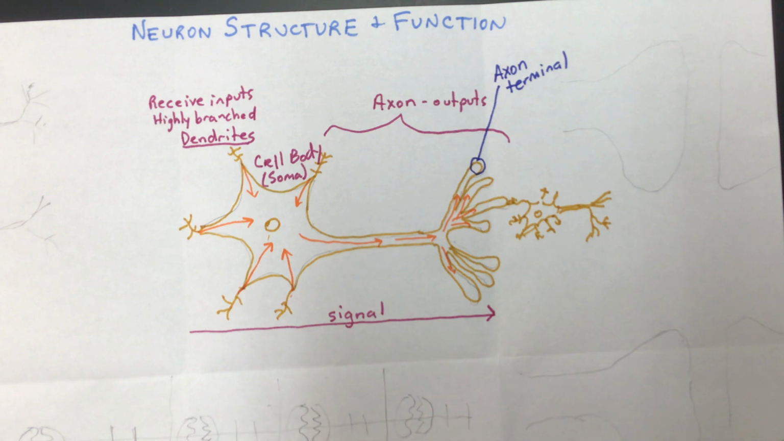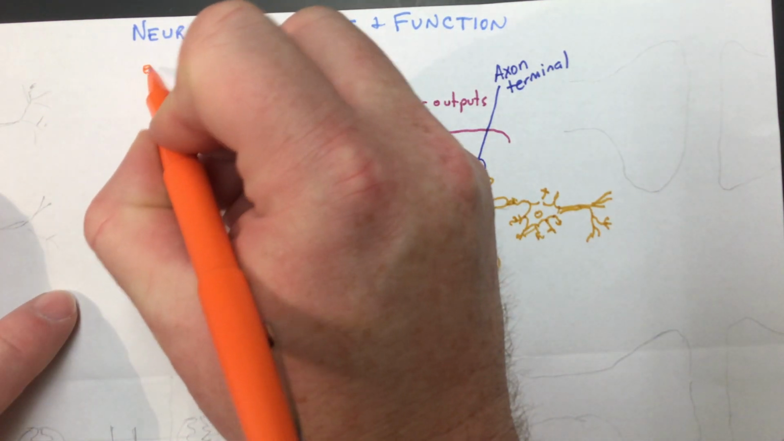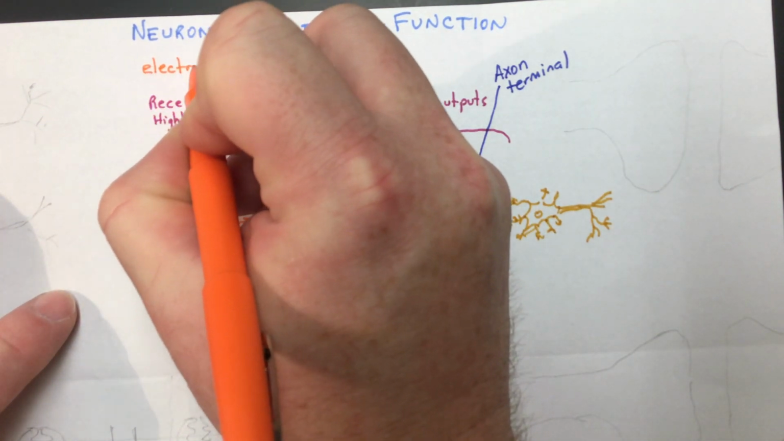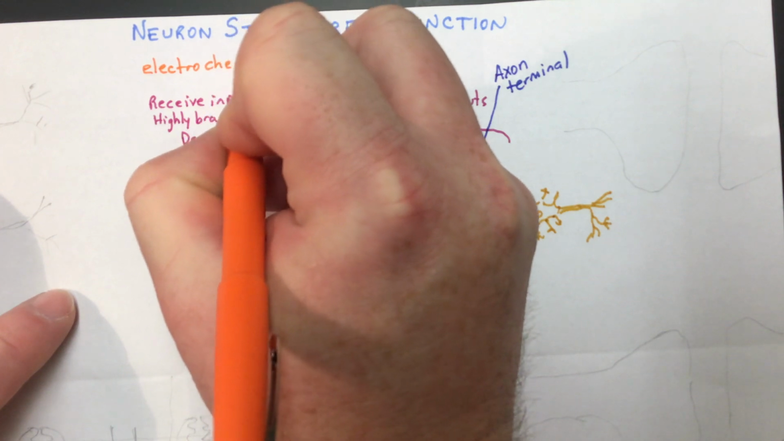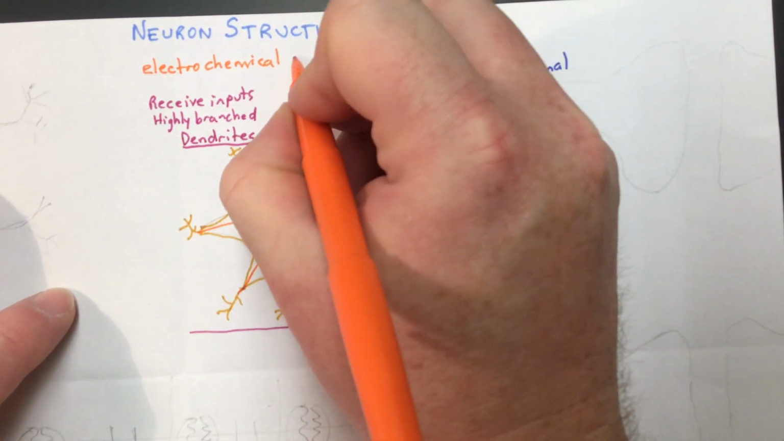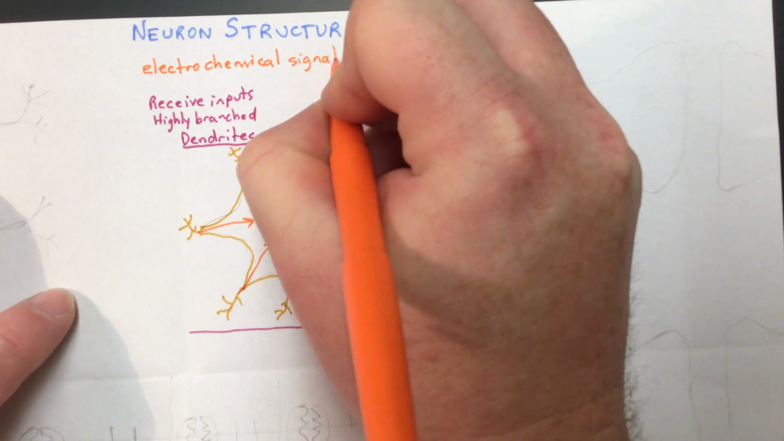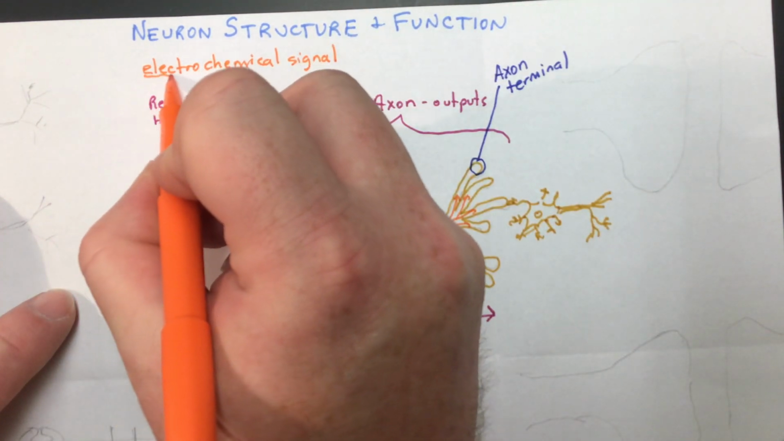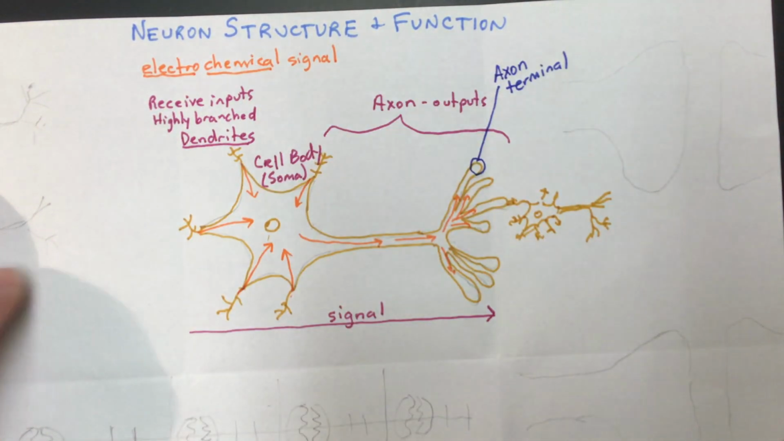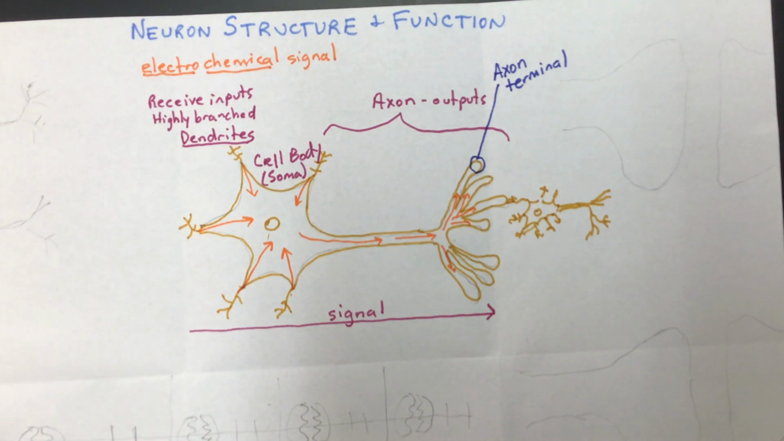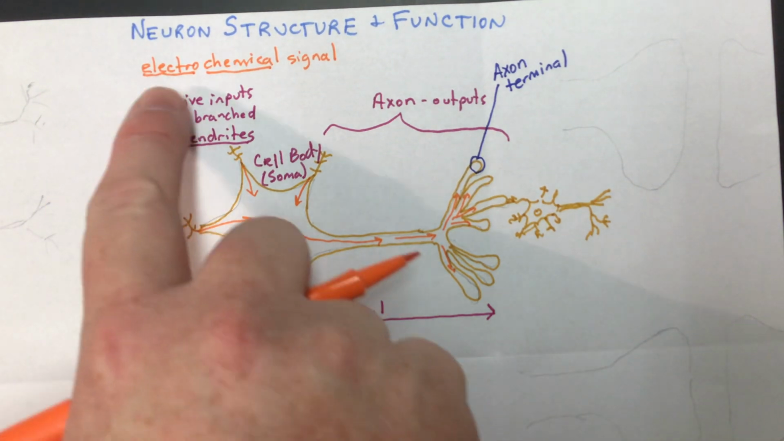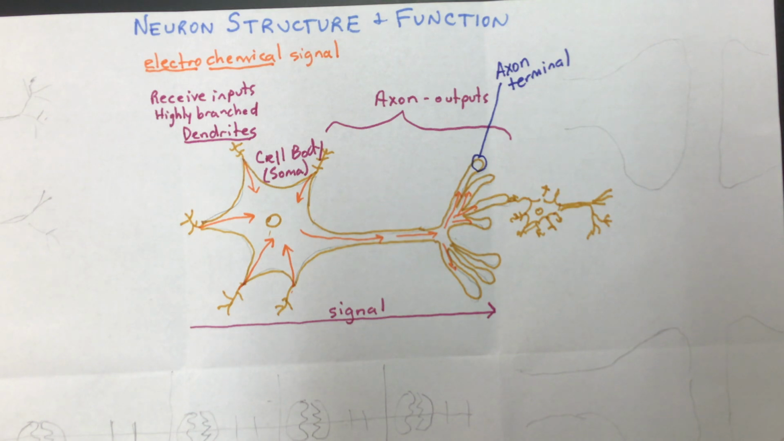All right, I want to tell you about two parts of the signal in a neuron. Neurons use electrochemical signaling. And what that means is that there's an electric part to the signal and there's a chemical part to the signal. And that's what we're going to mostly be dealing with on the rest of this page. We're going to treat the electric part separately from the chemical part. So let's dive into that electrical part.